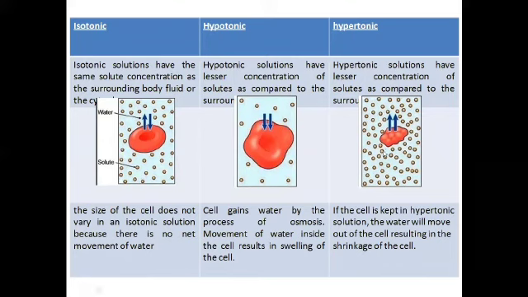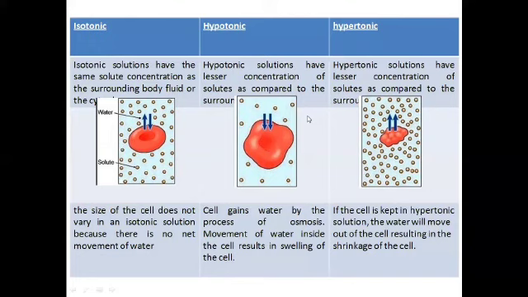If we place the cell in an isotonic solution, it means there is the same concentration of solute as the surrounding body fluid or the cell. So if we place the cell in the isotonic solution, there will be no net movement of water and the cell will remain the same. There will be no change in the shape or the size of the cell if the cell is placed in an isotonic solution.